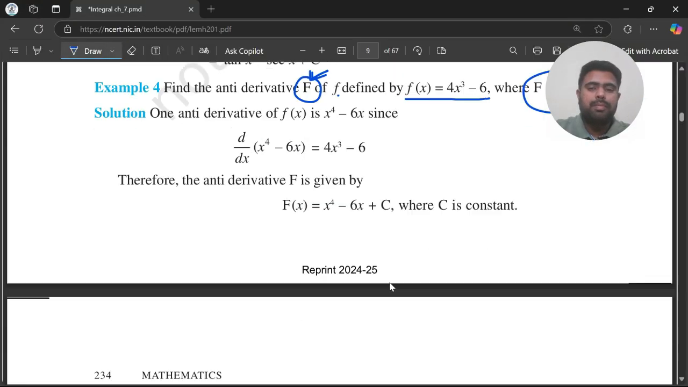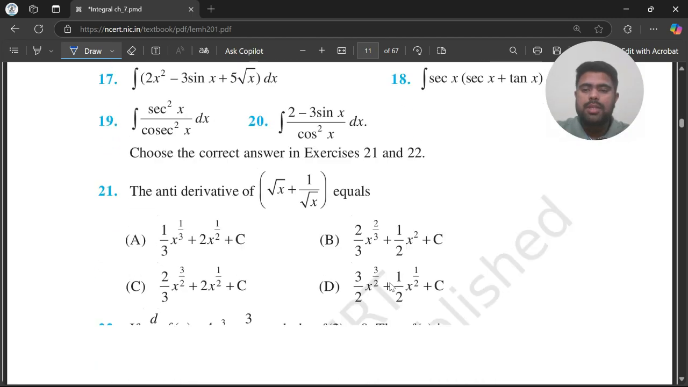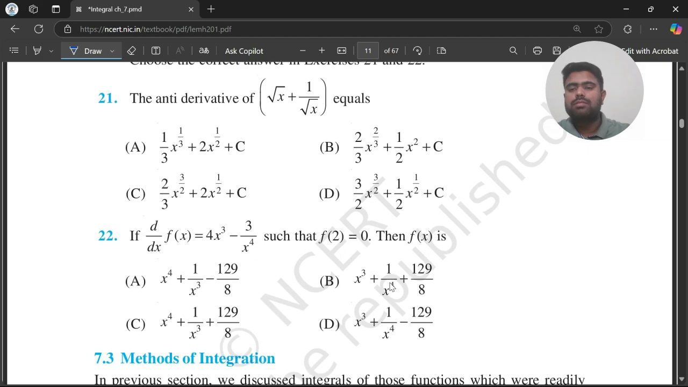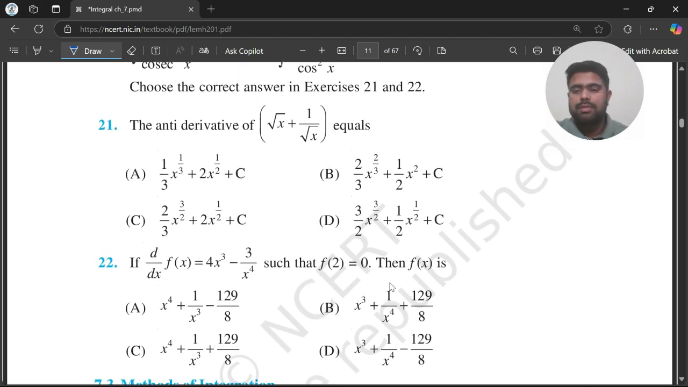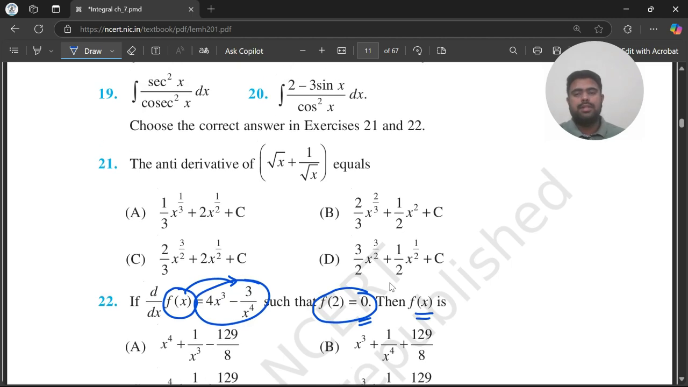There is a similar problem here in the exercise. Okay, I think it is an MCQ if I am not wrong. Yes, this one. Okay, d by dx of capital F of x is this. Therefore when you integrate this you will get small f of x. Okay, and then you can use this to find out the constant of integration c, and then you can finalize the f of x. Fine. So this is what you have.